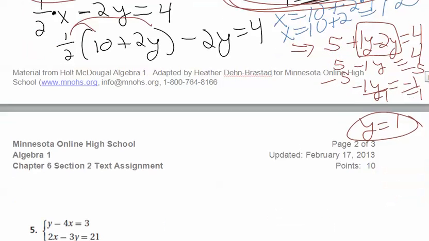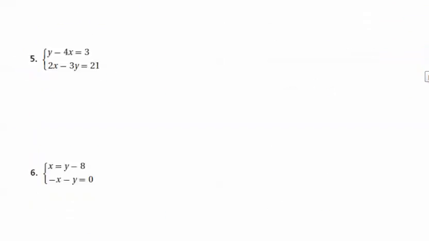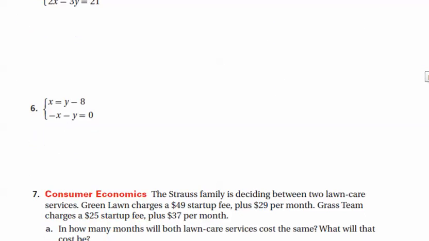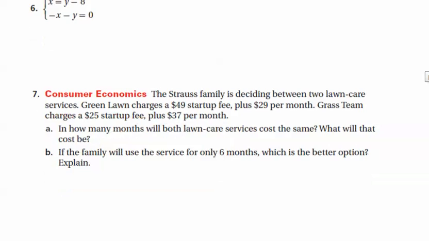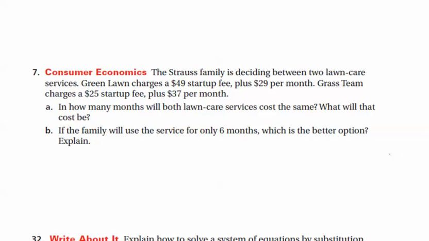Now we did 5 and 6 when we did the week 2 meeting, but we didn't do number 7. Number 7 is a word problem. It says that the Strauss family is deciding between 2 lawn care services. Green Lawn charges a $49 startup fee plus $29 per month. Grass Team charges a $25 startup fee plus $37 per month.